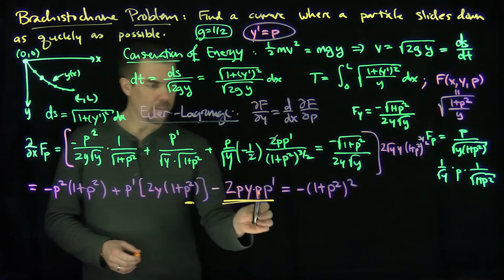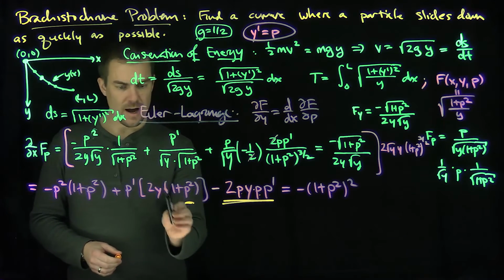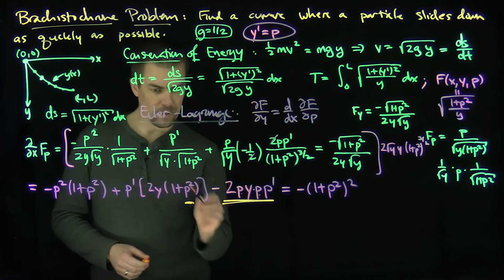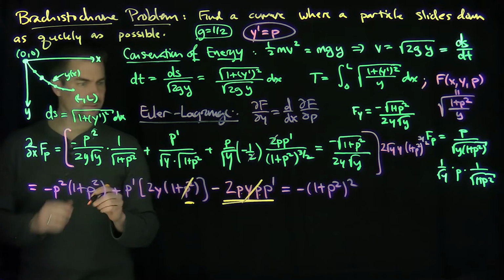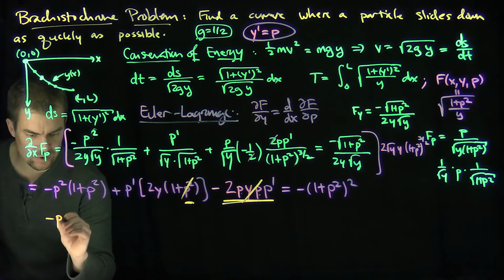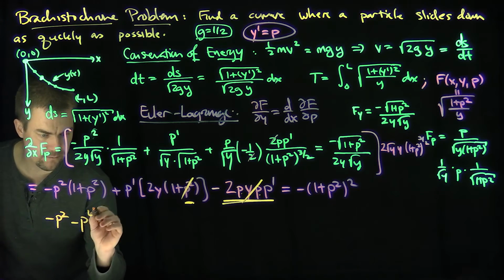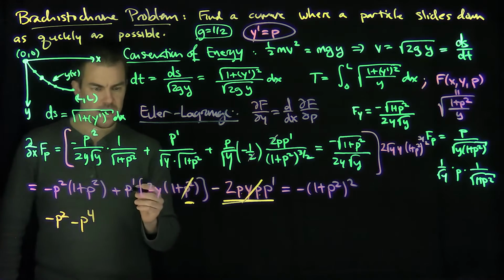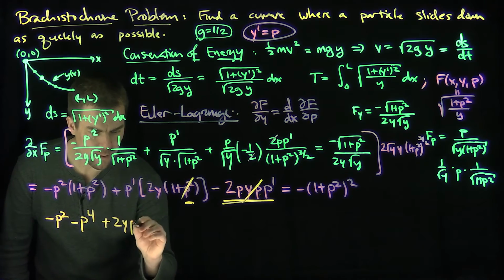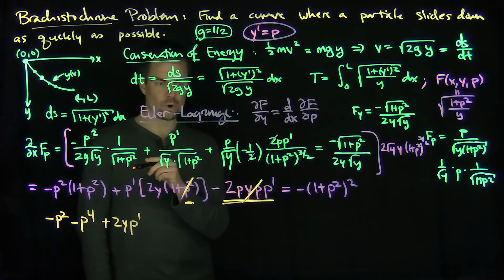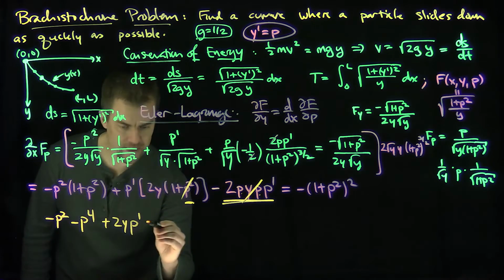So what do I have? I have a p squared. I have a 2y, and a p prime. So that term will cancel with this term over here. And then let's sort of expand this out over here. So I'm going to have a negative p squared. I'll have a negative p to the 4th over here. And then I'll have a 2y p prime. Good.